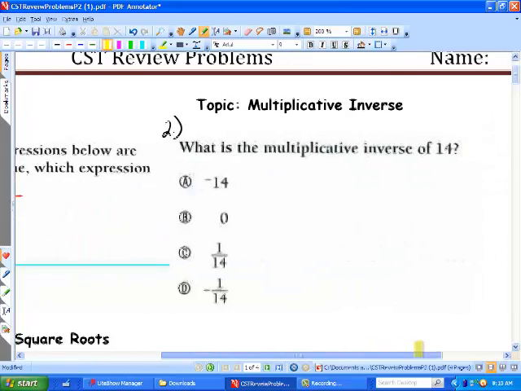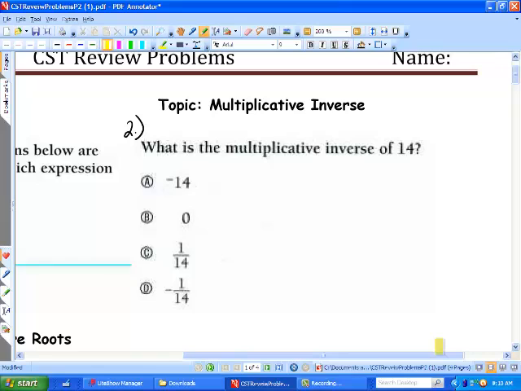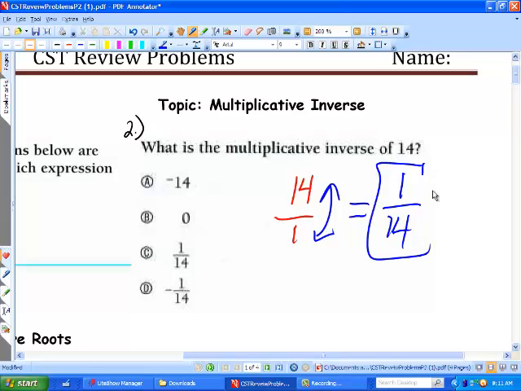If we look at the second problem, we have: what is the multiplicative inverse of 14? Well, 14 is a whole number, and to find the multiplicative inverse, we need to turn that into a ratio, which we can rewrite as 14 over 1. To do the multiplicative inverse, we flip that ratio and make it 1 over 14. So our answer is C, 1/14.